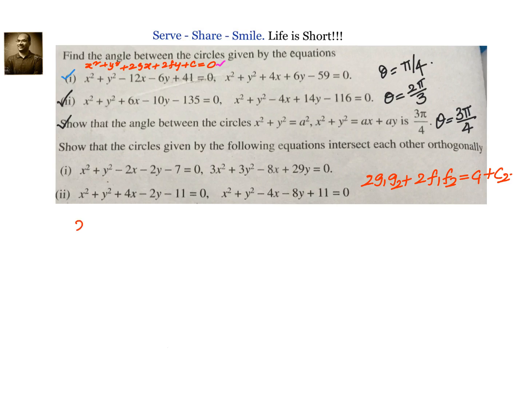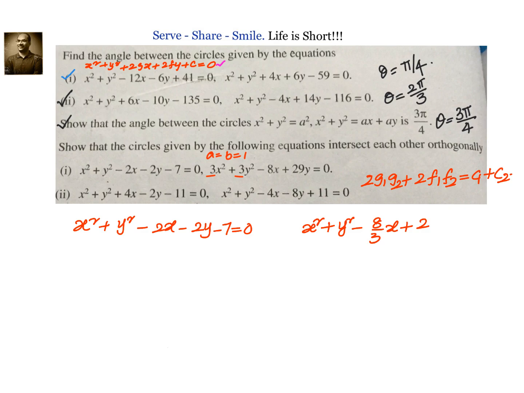So let us write down the circles we have. x square plus y square minus 2x minus 2y minus 7 equals to 0. And the other one is x square plus y square minus 8 by 3 x. Remember, always you should divide by 3 or 2, whatever the number you have. Your a and b should be equal to 1. That means, to be simple, your coefficient of x square and y square should always be 1 before we apply this formula.